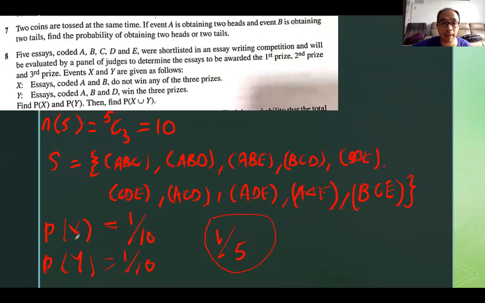But because X and Y are mutually exclusive, we can just add them together and we don't have to think about the overlap because there is no overlap. And as I was saying, this question is very long, but the working is actually very short. Long questions usually make us think. Short questions make us think even harder. So I would rather have the long question.